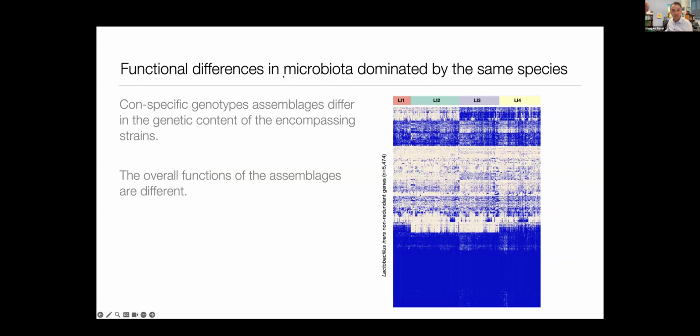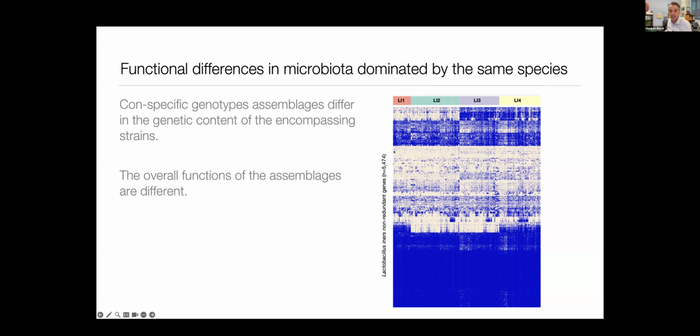So the way you can think about it is that those conspecific genotypes, those strains of the same species, when they assemble together in a vaginal microbiome, are going to differ in their genetic content. So what you can see here are those different assemblages. If in one woman you have 10 strains that are together, those 10 strains are going to have a set of functions that could be different from the 10 or 15 strains that are found in another woman.